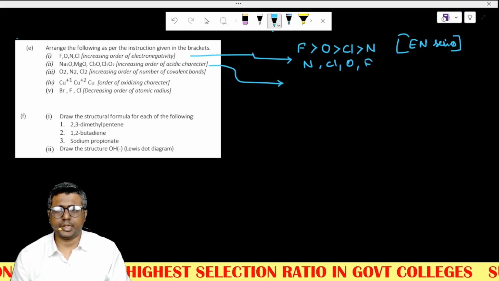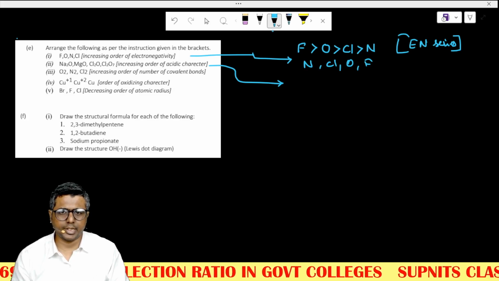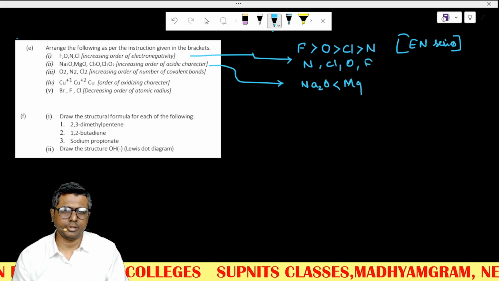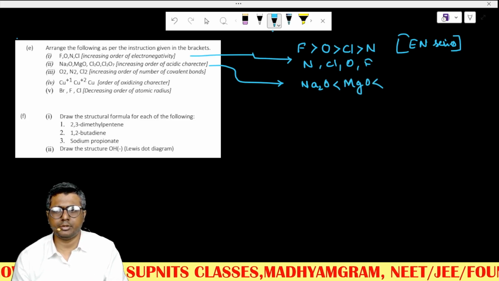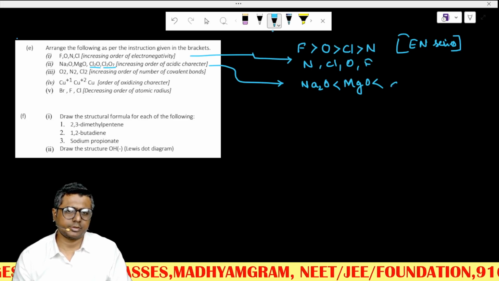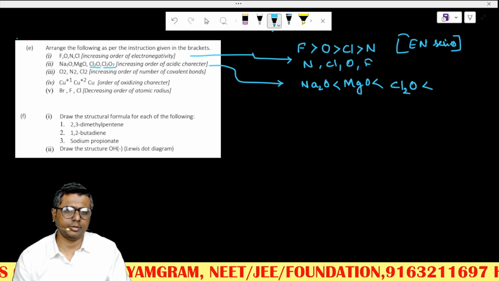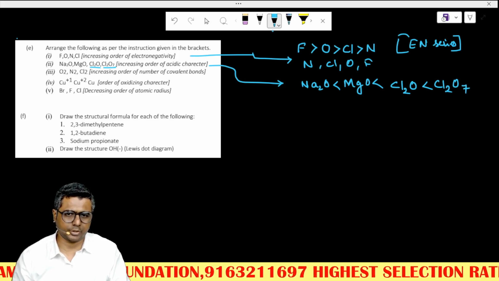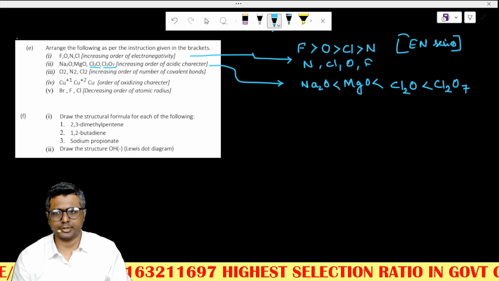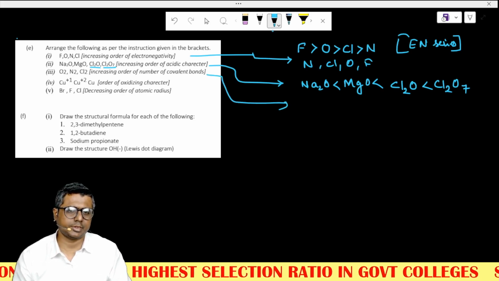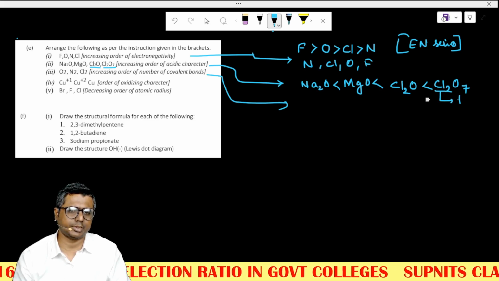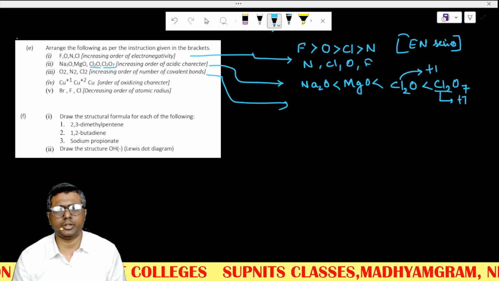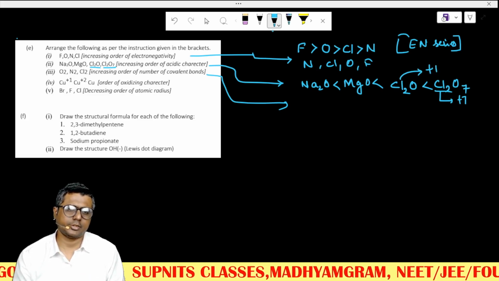Increasing order of acidic character. Definitely the best base over here is Na2O. I don't have to say this. So this will be the least acidic, less than MgO. How would you differentiate between Cl2O and Cl2O7? Cl2O will be less than Cl2O7. The more the valency exhibited by the atoms, the more will be its acidic character. Here chlorine exhibits an oxidation state of +7 and here it is exhibiting a valency of +1. So definitely the oxidation state is higher in case of Cl2O7.